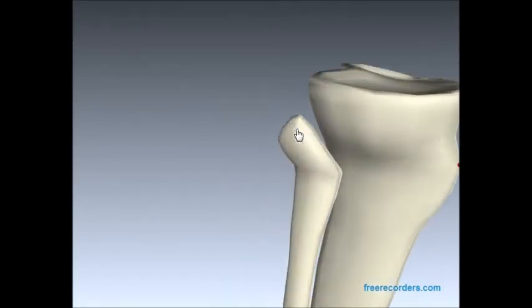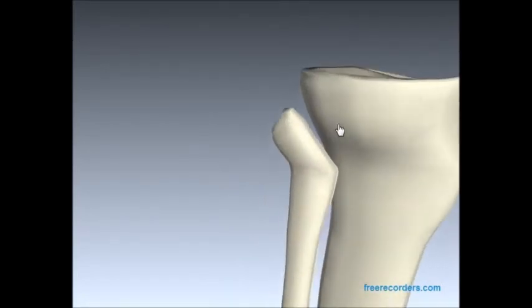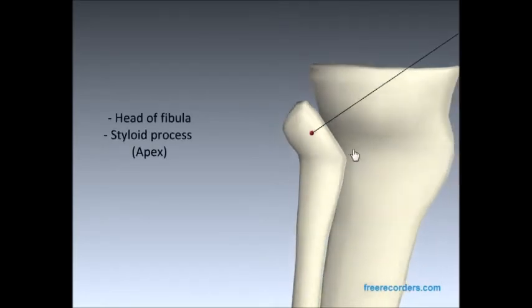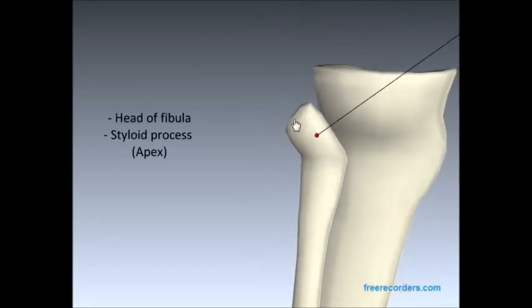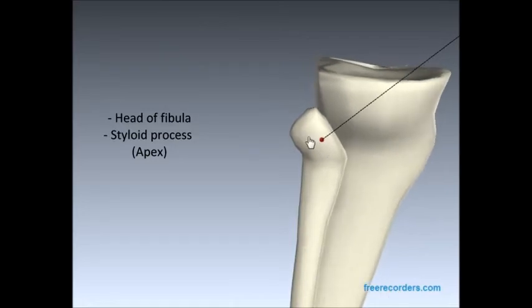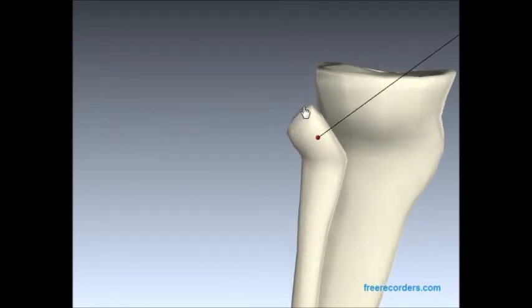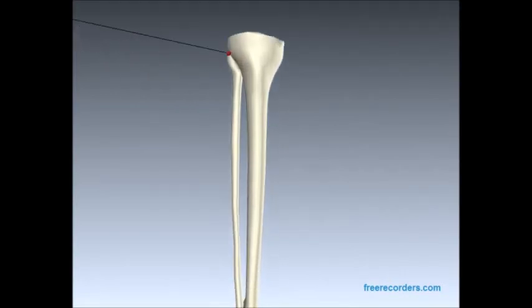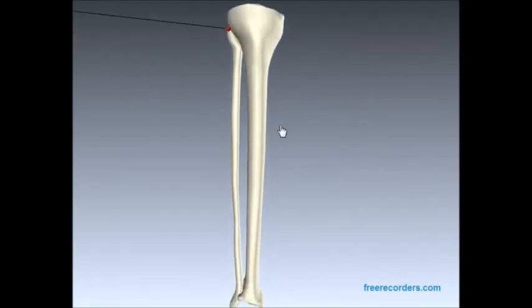Now going on to the fibula, we have the head of the fibula and the apex of the fibula, which is also known as the styloid process. As you go down, this is the shaft of the tibia.